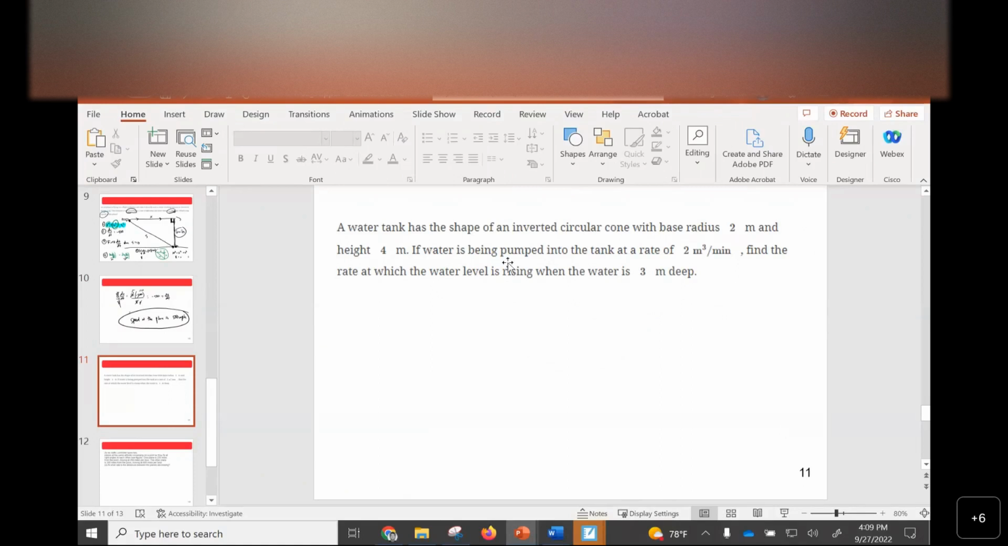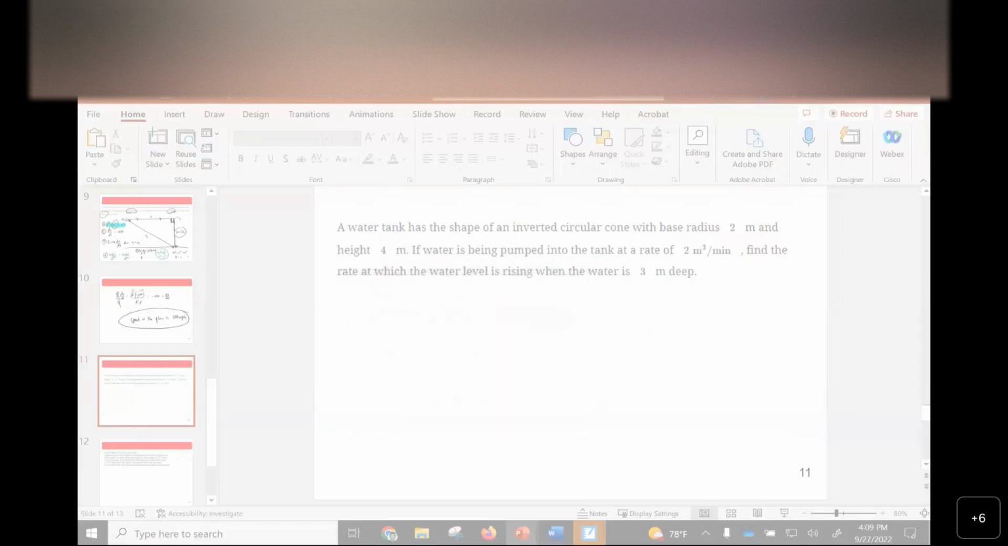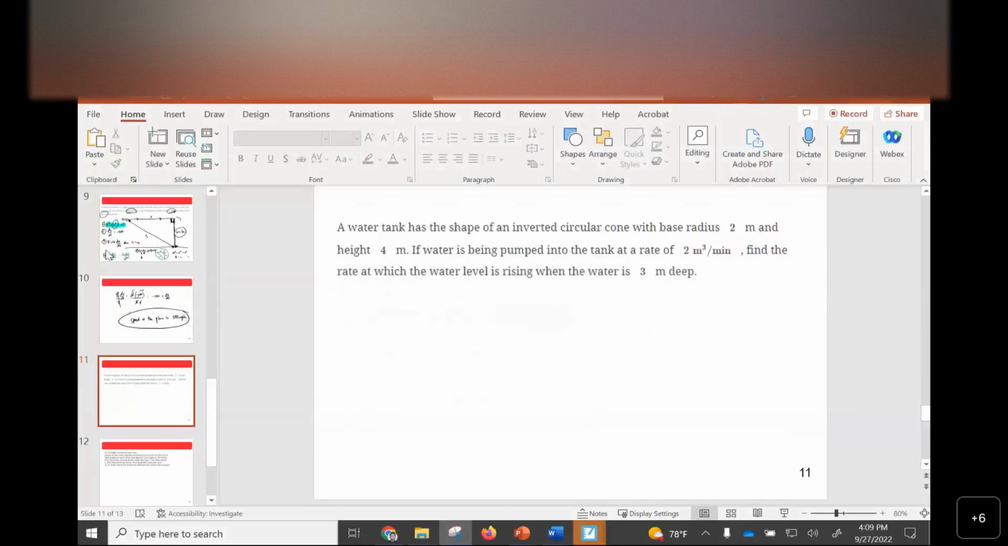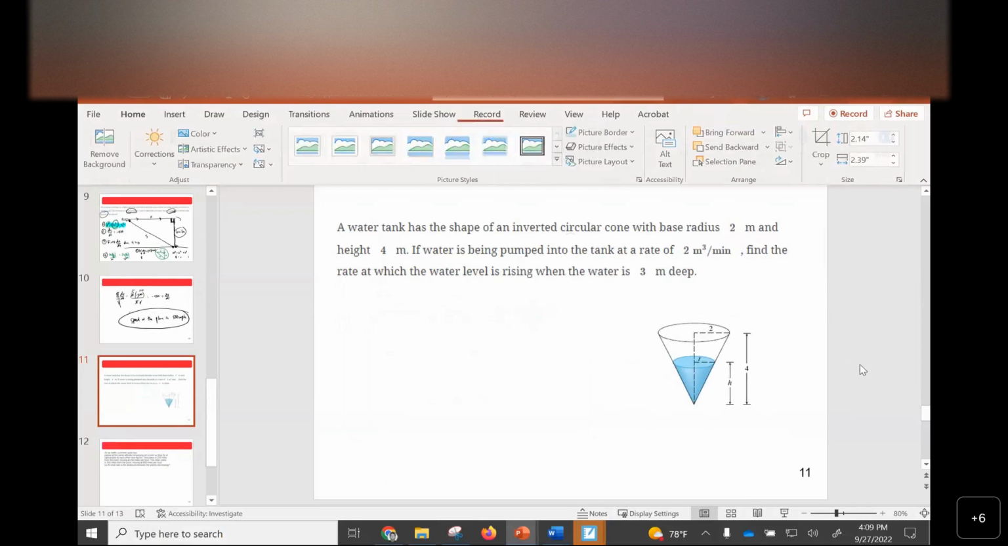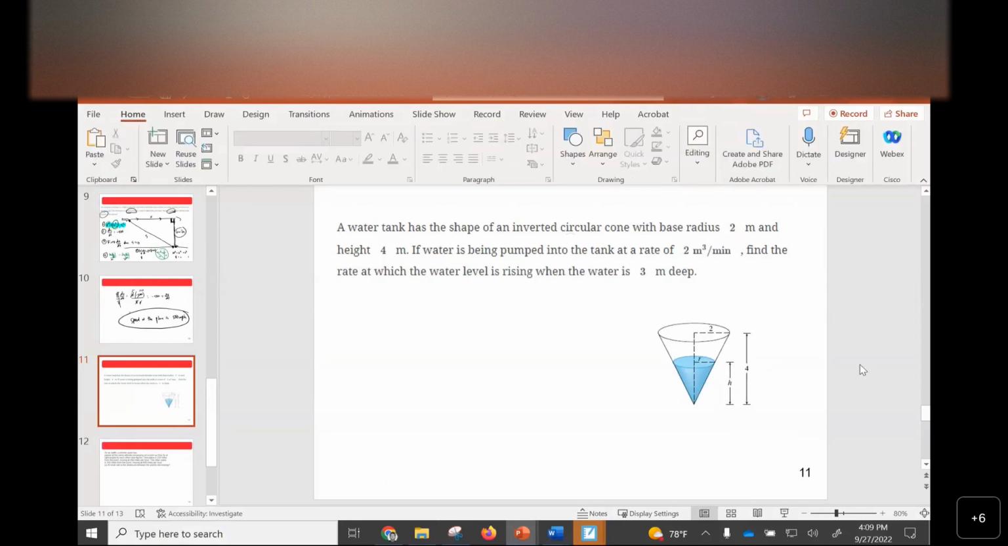Oh, here's a nice picture. I was going to draw it, but I'll give it to you. You can try and draw it. Inverted cone, and it looks like this. The trick to this one is the relationship between R and H. And you need, of course, the volume, which is pi r squared H.